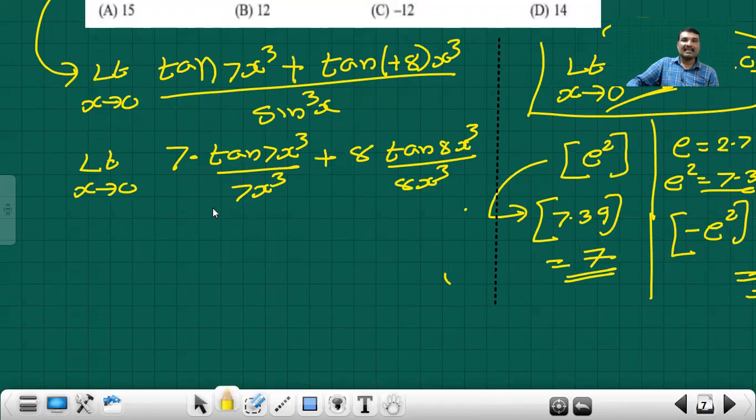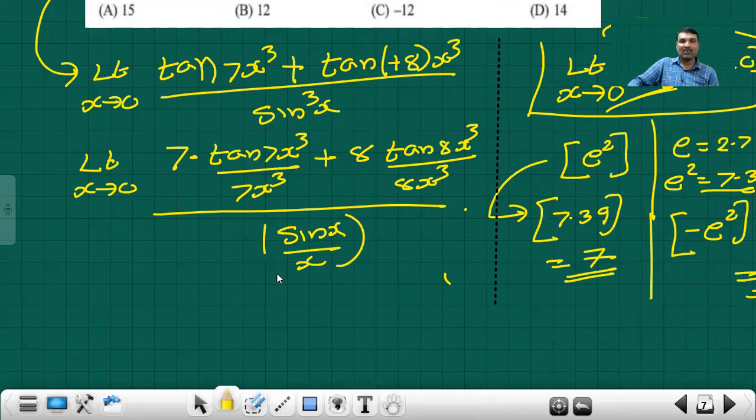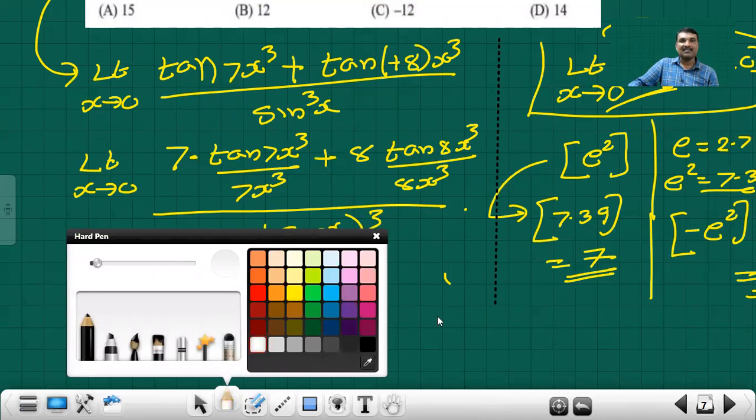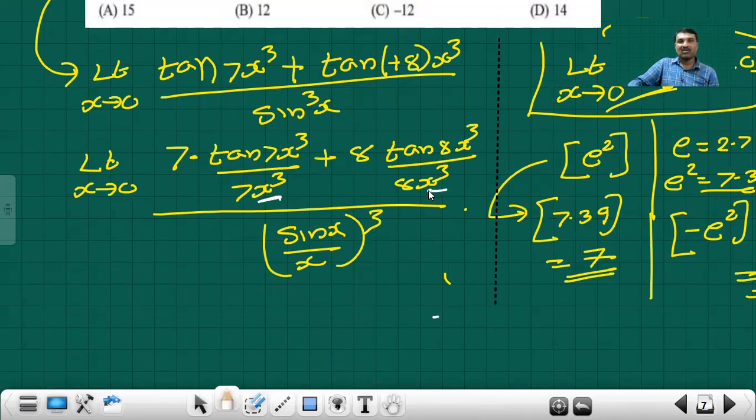Okay, this 8 and 8 will cancel. So that is mathematical balance, divided by (sin x by x) the whole cube. Now all this equation is balanced. This is x cube, here x cube, and this x cube is cancelled. So the value of this limit is 1.